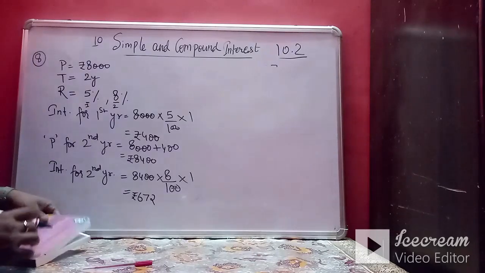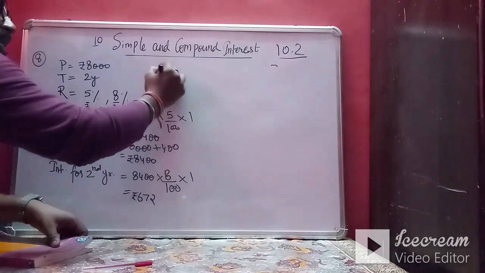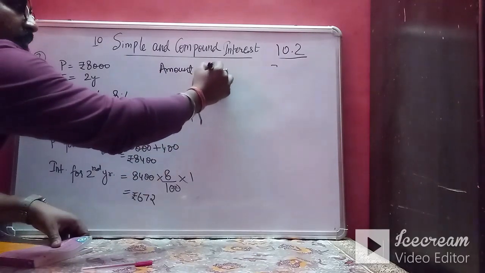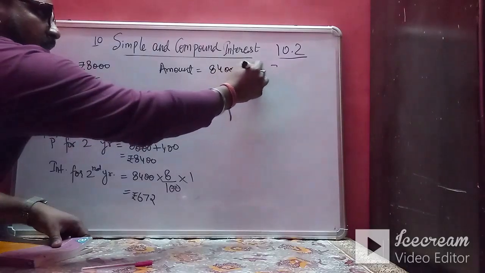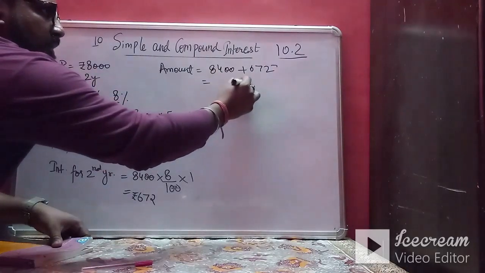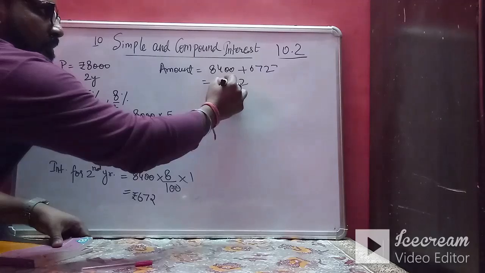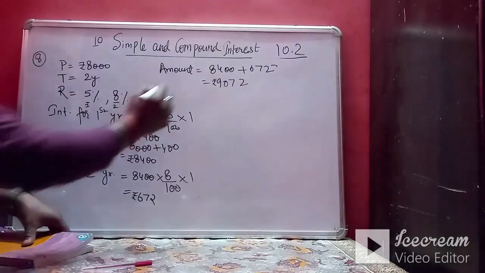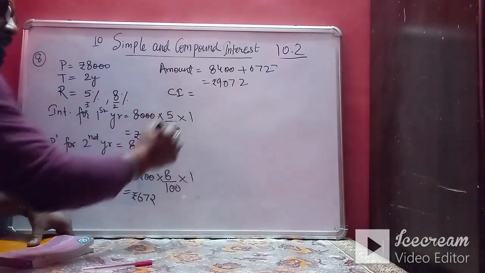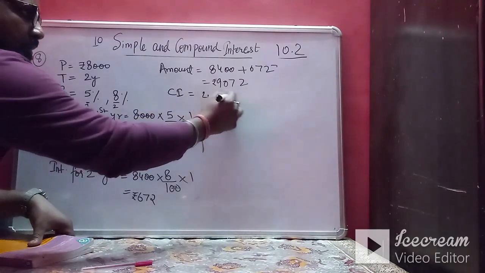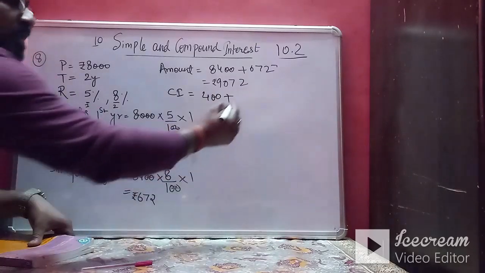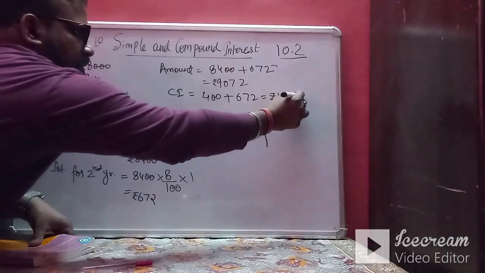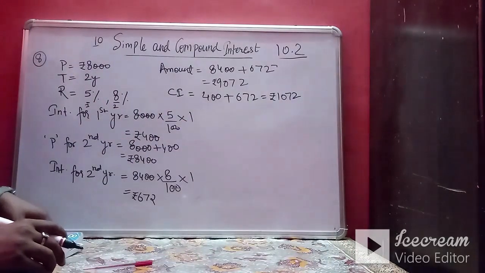Okay. So finally what we have to calculate? We have to calculate the amount. So what will be our amount? 8,400 plus 672, that is 9,072 rupees. And what is our compound interest? Interest for the first year plus interest for the next year, that is 1,072 rupees.